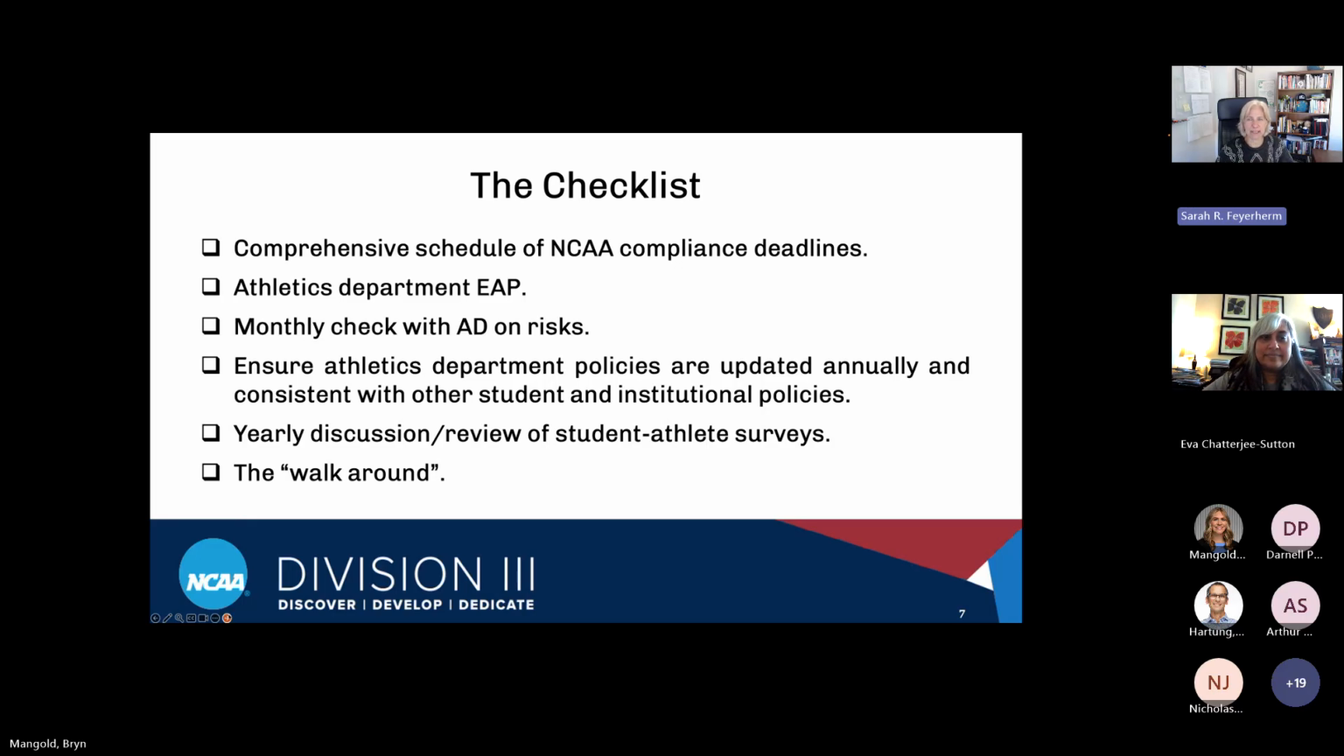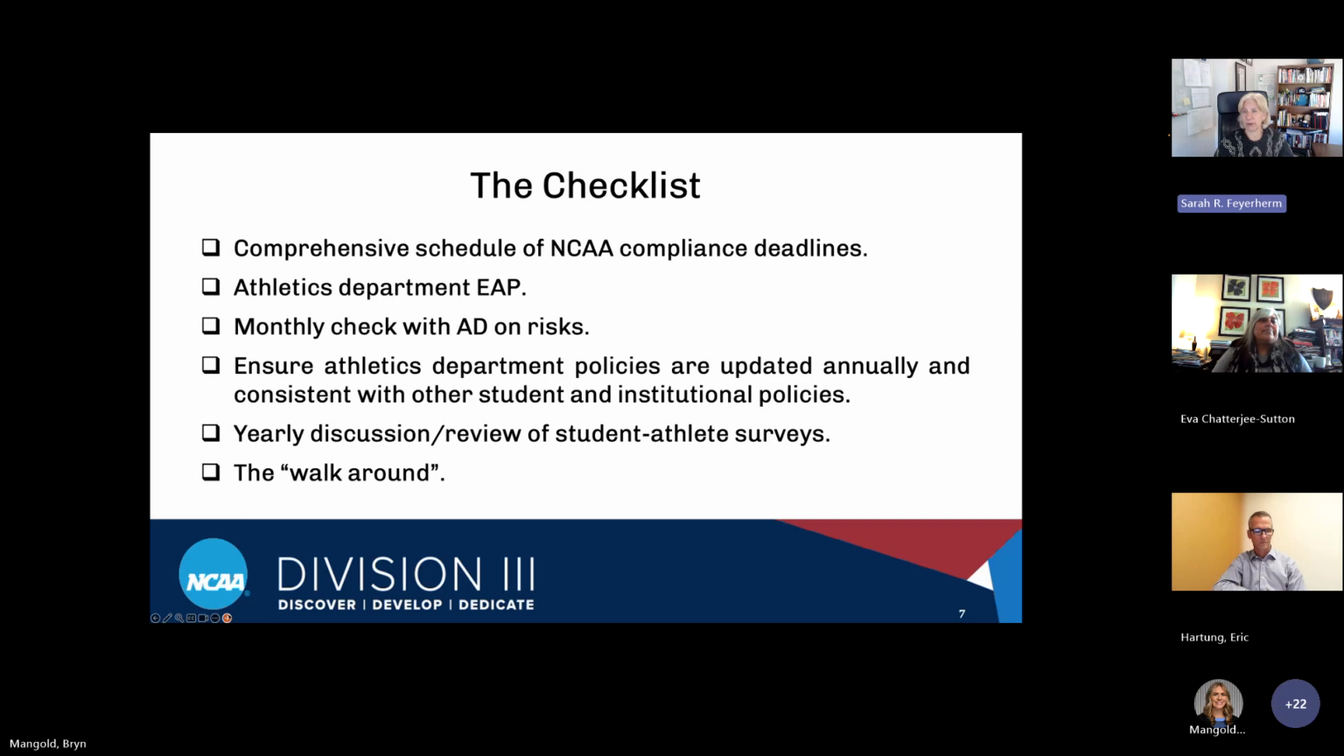So, this is far from being an exhaustive checklist. We just thought these were some of the key things. If you walk away from this with just some key things that you want to make sure you're doing, we're hoping that would be useful to you.